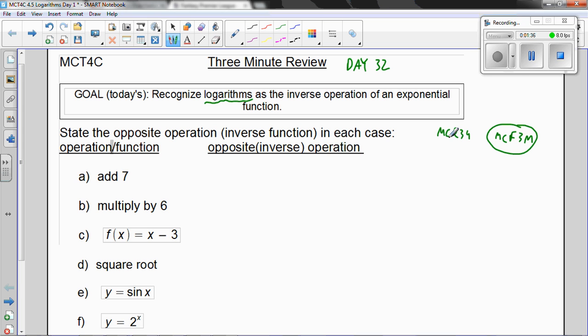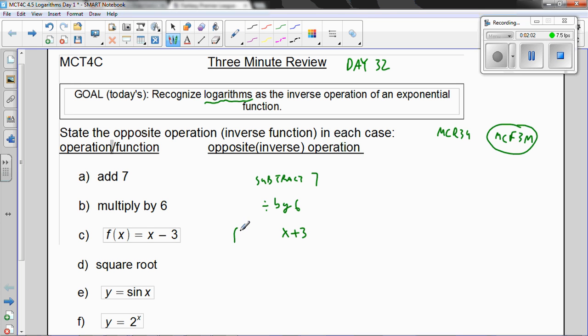So bear with me. The operation, adding 7, well, what's the opposite operation? It's subtracting 7, right? No problem. Multiplying by 6, well, it's divide by 6. Opposite operation. So if I had a function, take the input and subtract 3, well, what's the opposite operation? It's going to be add 3. The notation would be x plus 3.